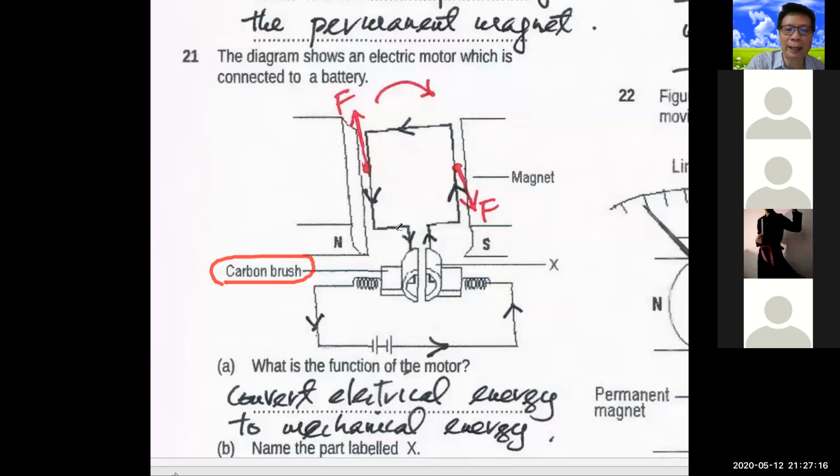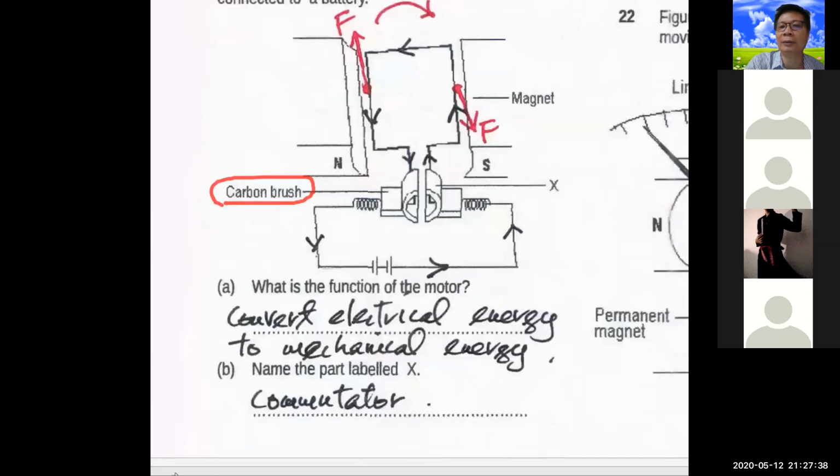Motor is you supply current to make this thing turn. Whereas generator or dynamo, right, is the opposite. The opposite means you turn this turbine, turn the coil, to generate current. When you turn here, it can produce current. Understand? That is called a generator or dynamo. Okay, now see the answer.